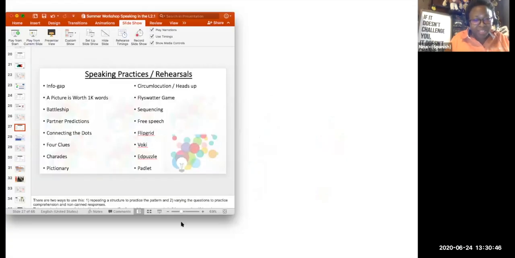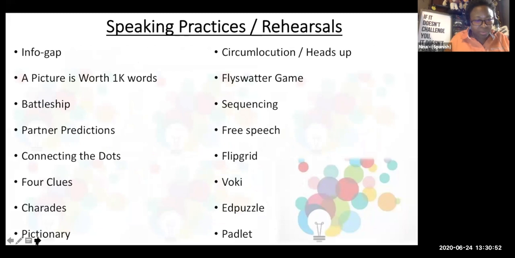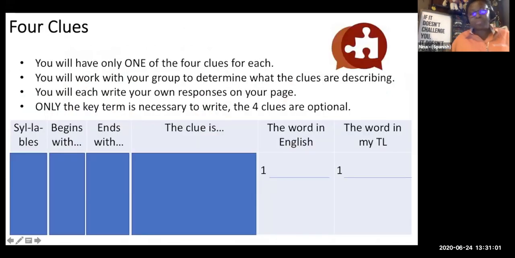Okay, and so now we're moving, where are we? We just did connect the dots. We haven't done four clues. Okay, so four clues. You'll access this in just a moment too.